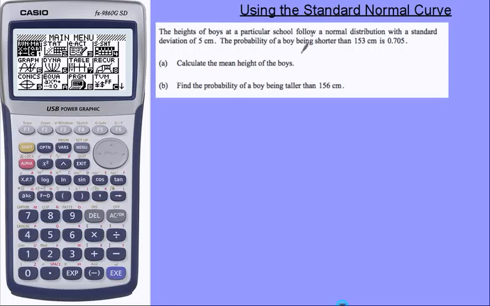Okay, well here's a normal distribution. We're going to have to use the standard normal curve. Before we do, let's organise the information on a diagram. Always helpful with these sort of things. Normal distribution, bell-shaped.